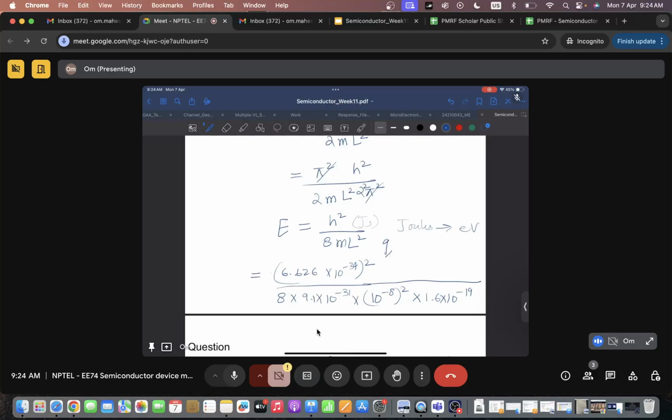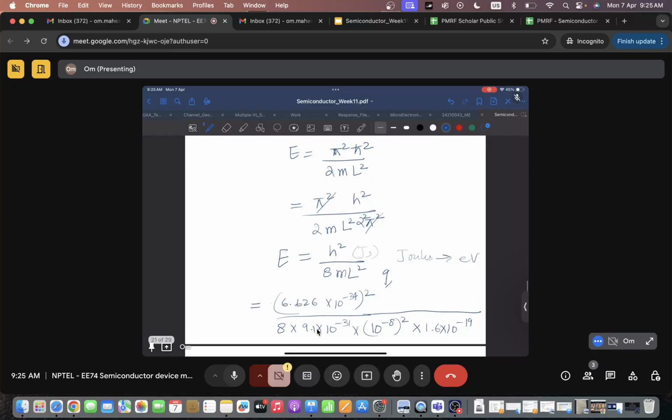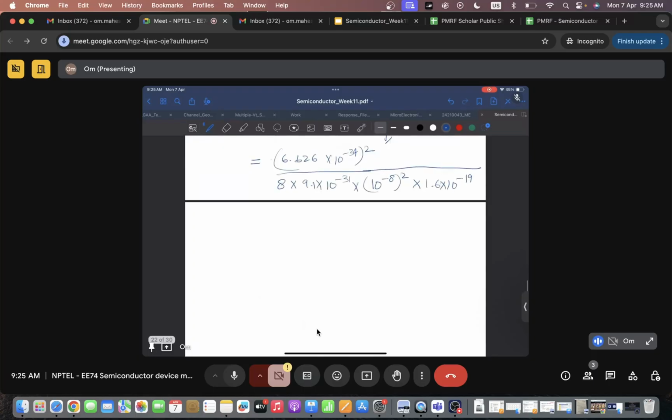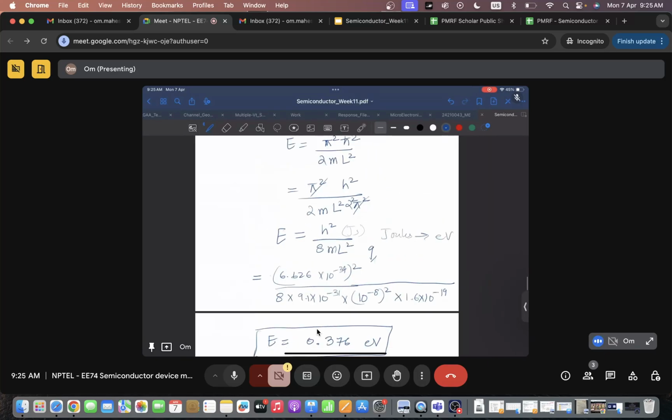So now it's just calculation, and if you calculate this, you will get E as 0.376 electron volt. Okay, so is this question clear?